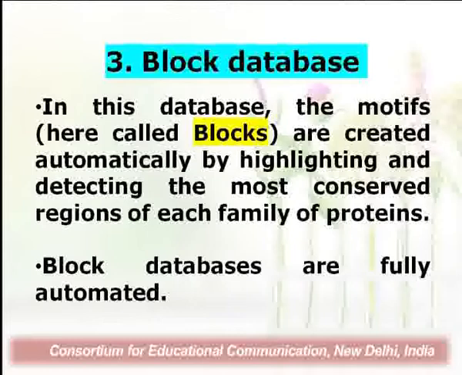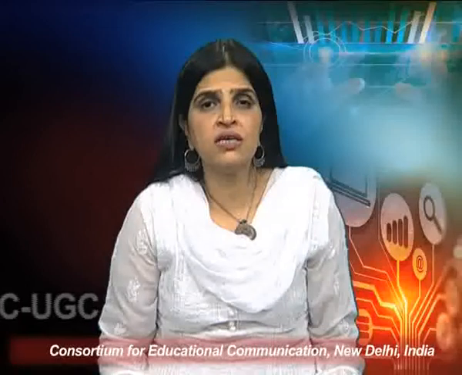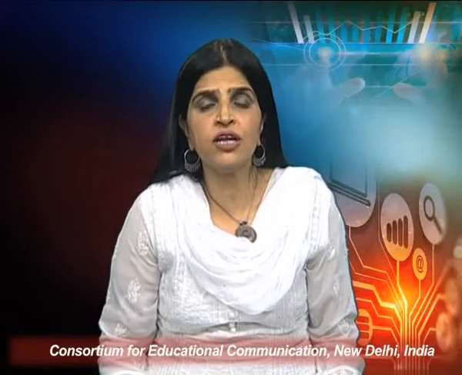The third one in the secondary databases is the Blocks database. The motifs here are called blocks, and they are generated automatically by detecting the most conserved regions of each family of proteins. So it is automatically created for the different families, and we know that in this family this is the most conserved region, which we refer to as a block. The new thing here is that it is fully automated. We don't do any manual curation here.